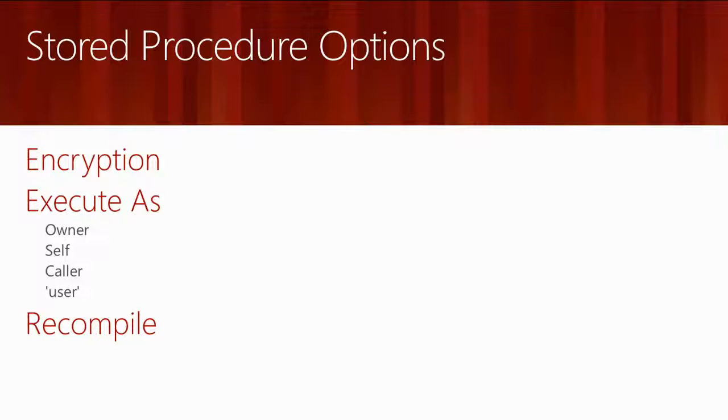SELF is the person who's issuing the CREATE or ALTER statement on that stored procedure. CALLER is whomever is saying EXECUTE and then whatever the name of the stored procedure is. So that's the difference between those two. SELF, whomever it is that executed the CREATE or ALTER statement. CALLER, whoever's executing the stored procedure.